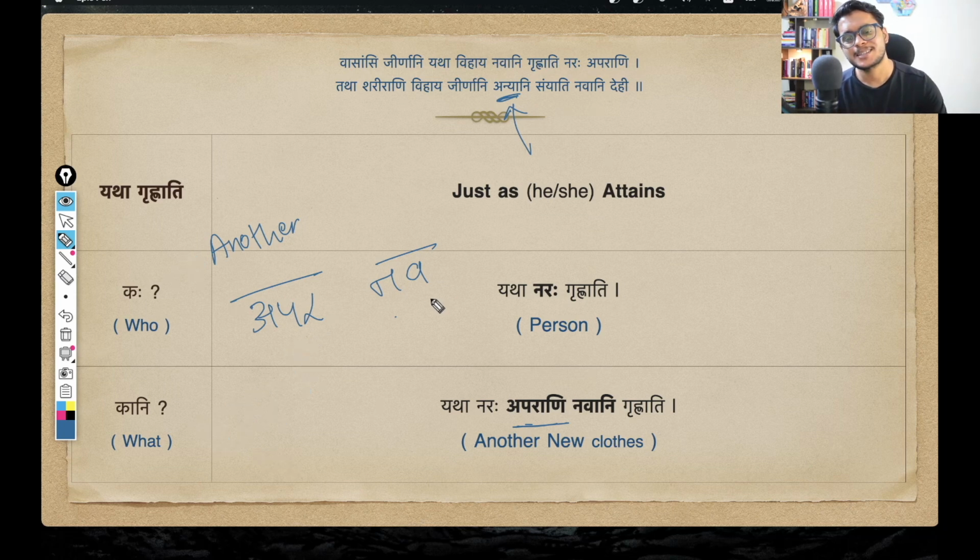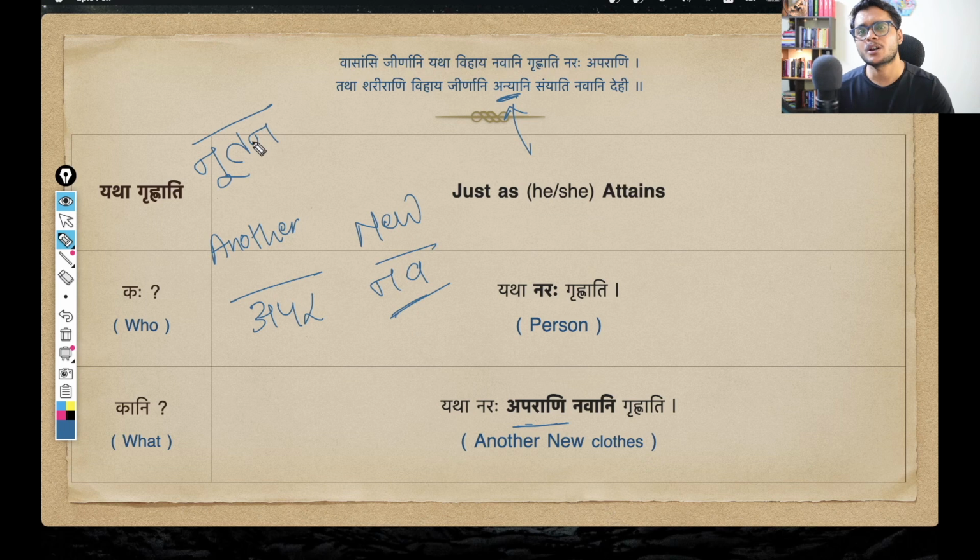In that sense, and nava simply means new. So you have nava, then you also use pratipadika like nutana. Nutana also signifies new. Then you also use pratipadika navina. So all these, navina, nutana, nava, describe something that is new. So we have these two words, apara and nava.